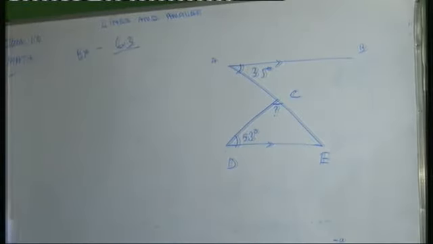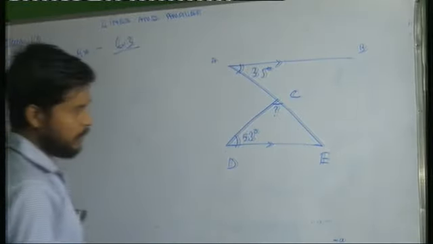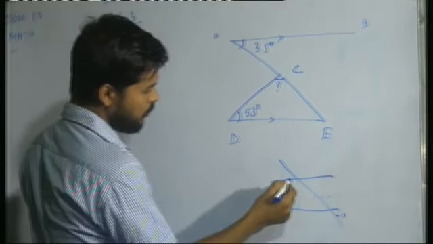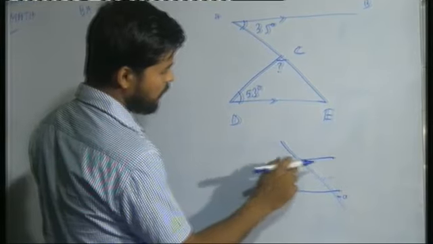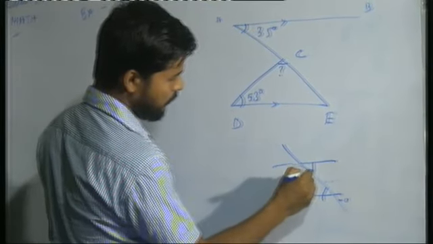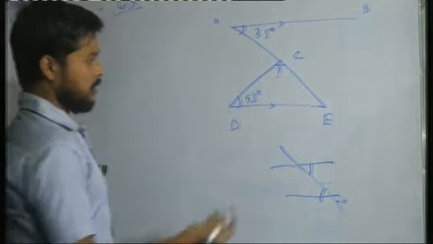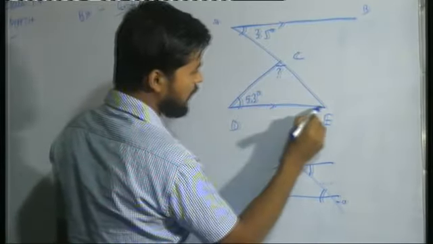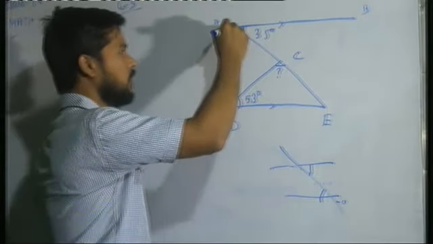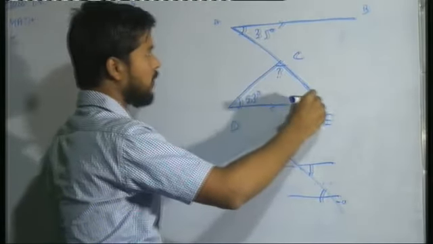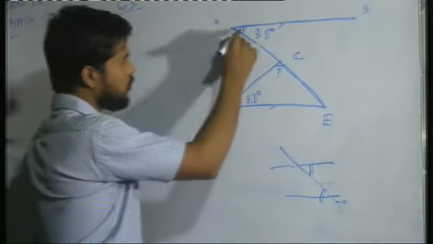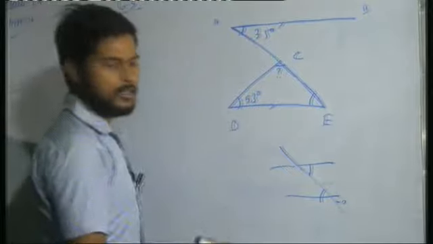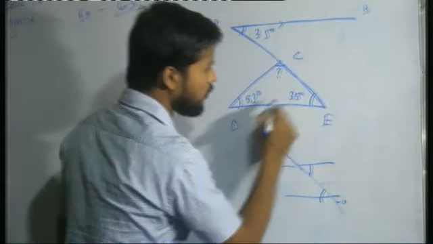So how can we calculate the value of this angle? Now look, if there are two parallel lines and one transversal, then this angle and this angle are equal. They are called alternate interior angles. In the diagram it is given that the line AB and the line DE are parallel to each other, and AE is the transversal. So this angle and this angle will be equal. As this is 35 degrees, this angle will also be 35 degrees.